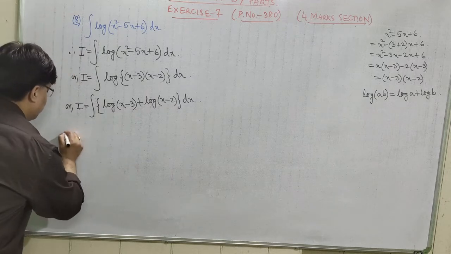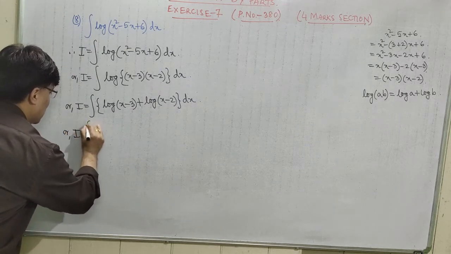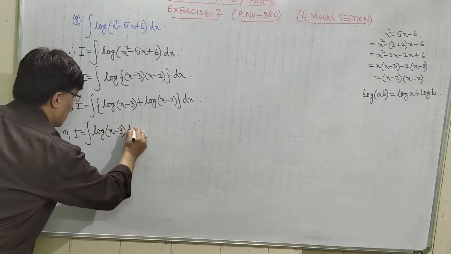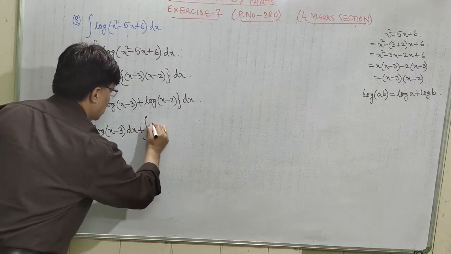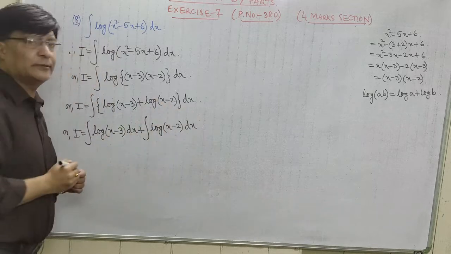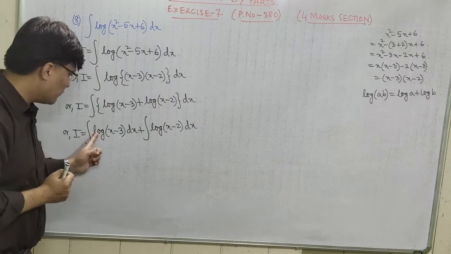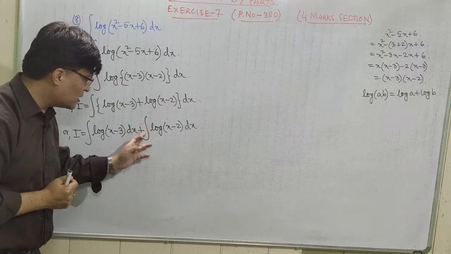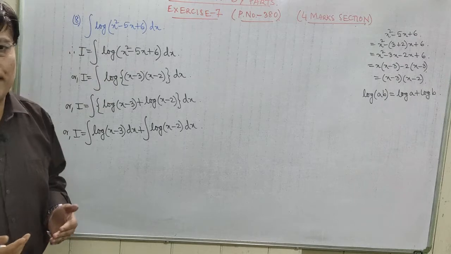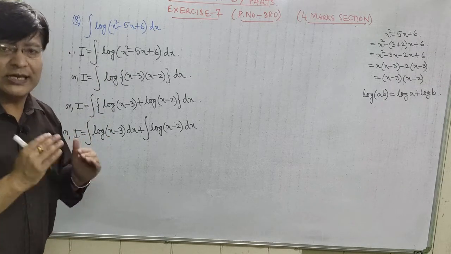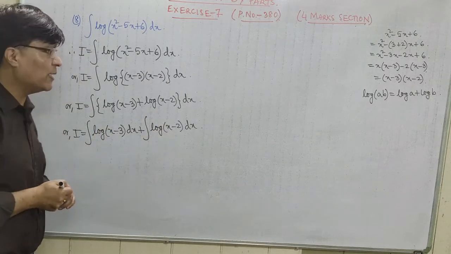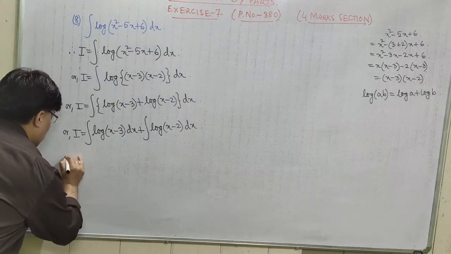So let us separate the terms. I is equal to integration of log of x minus 3 dx plus integration of log of x minus 2 dx. In the first, only a logarithm function is there. This is also integration of log of x minus 2 dx, only a logarithm function is there. Here also you have to use integration by parts. You know how to use integration by parts now. So for both the functions you have to use integration by parts. So let us use integration by parts here.